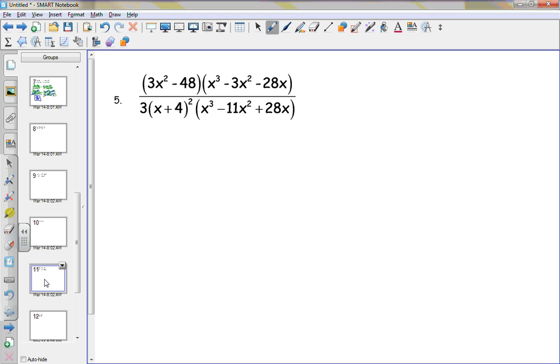Number 5. That looks really ugly, yes. Pi Day, March 14th. This looks really ugly, doesn't it? But you're going to take it one parenthesis at a time. So if you look at the very first parenthesis in the numerator, what do I find first?